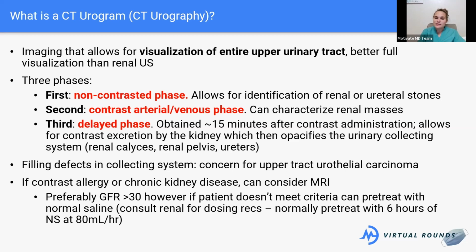And one thing too is that if you have a patient who has kidney disease and you're worried about giving them contrast for the CT scan, you can consider doing an MRI. But if the GFR is not terrible, for example their chronic kidney disease is not terrible, you can still pre-treat them with normal saline or something, and that helps avoid some of the toxicity to the kidney from going through the CT scan with contrast.